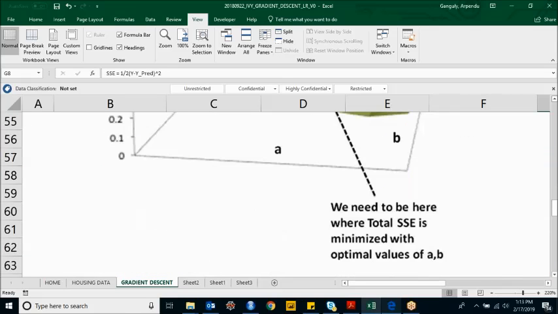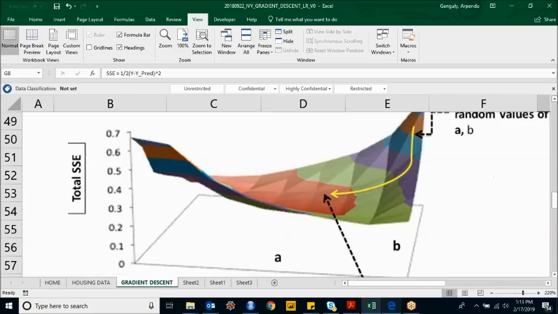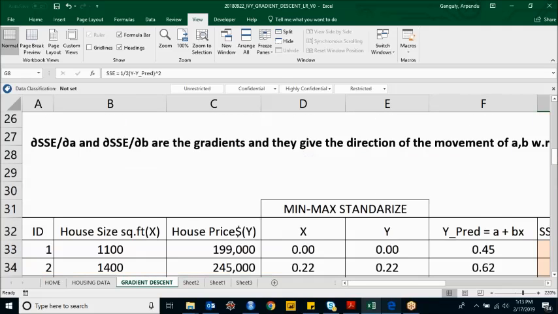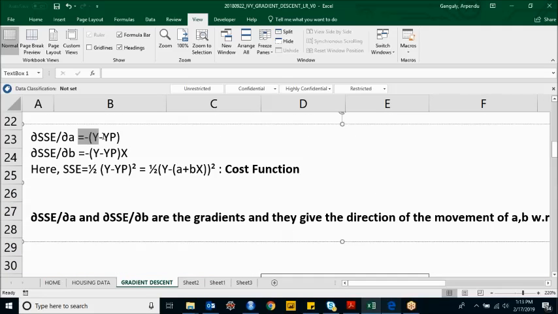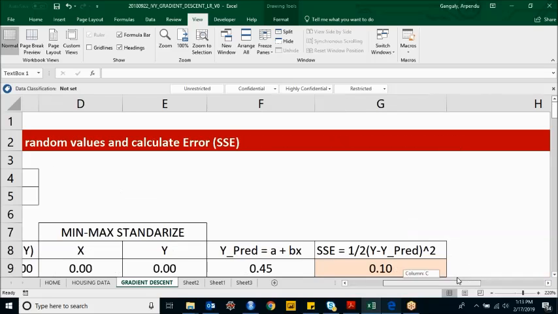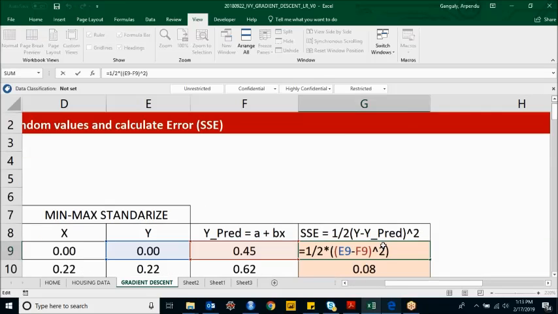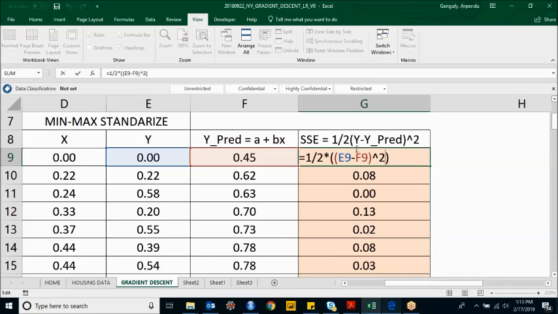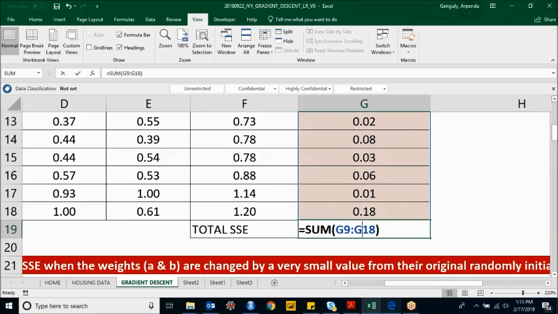this one. If you remember the differentiation formula, it is much better in terms of solving it. So this is the new sum of square of error. So E9 and F9 is what? This is my actual, this is my predicted, and 1/2, this is the formula. Now what is my total sum of square of error? This is the sum.